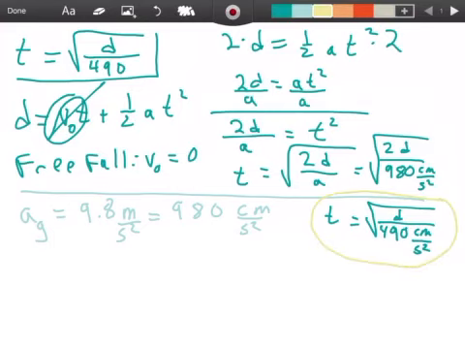I'm going to go ahead and circle the one that has the units of centimeters per second squared, which was not in the formula for time before.